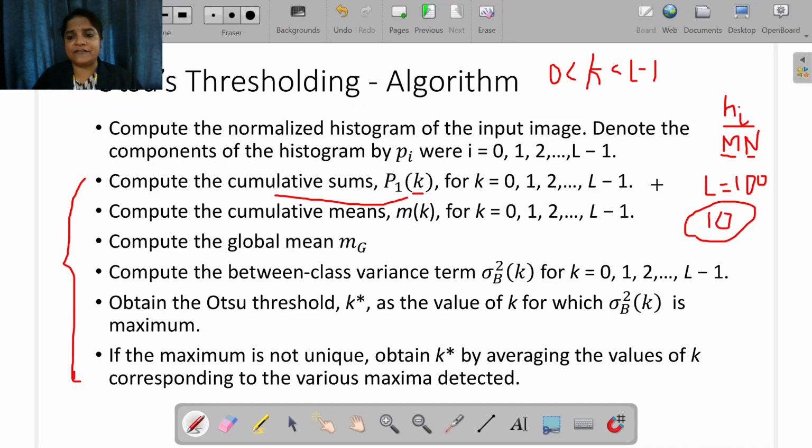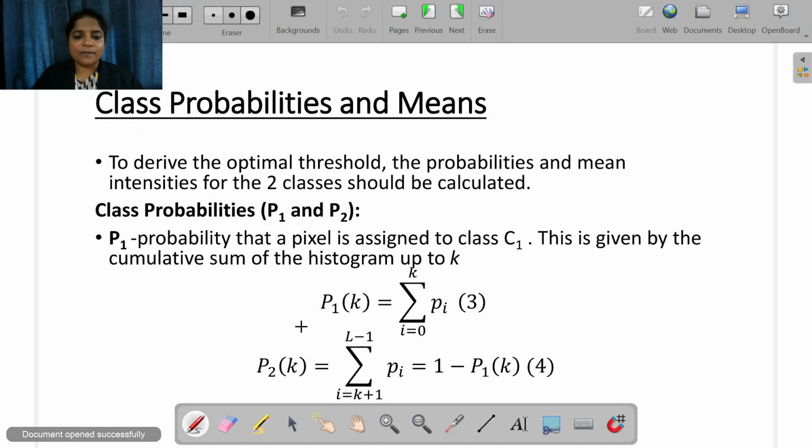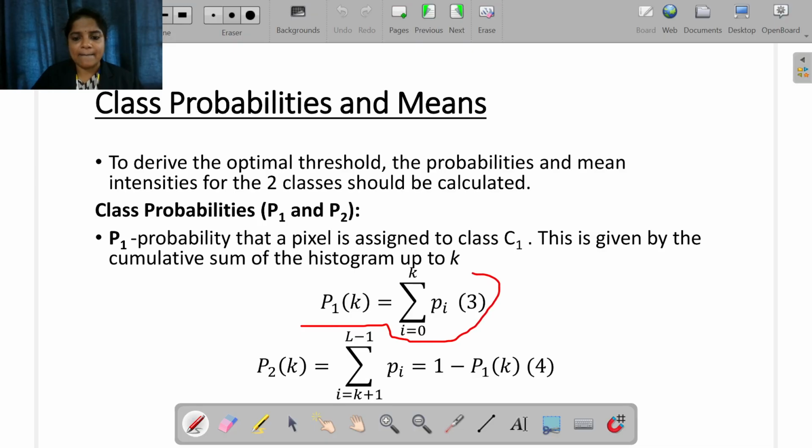So now, for example, if k is equal to 2, okay, we have to compute the cumulative sums P1 of k. So what is P1 of k? P1 of k is the probability of class 1. Okay, so what is class 1? Class 1 consists of all those pixels whose intensity is less than k. So let's go and check out the formula for P1 of k. So P1 of k is going to be nothing but the sum from i equal to 0 to k of Pi. This is the formula for calculating P1 of k.